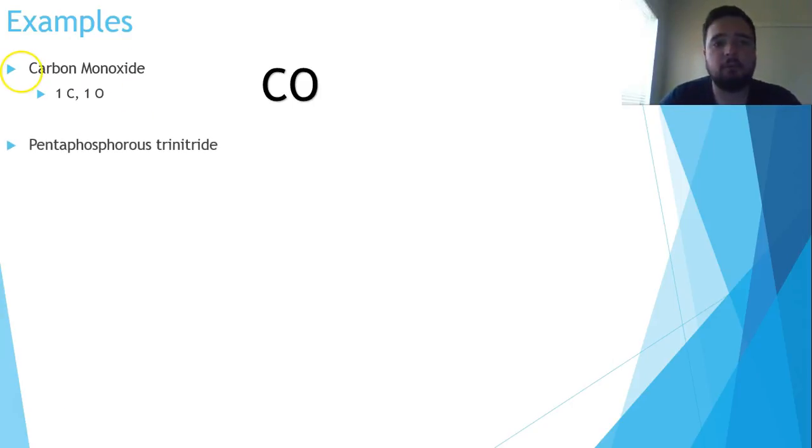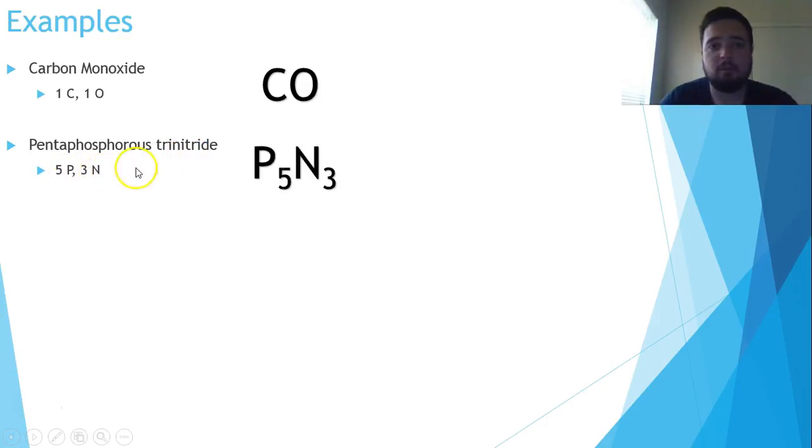Then you have pentaphosphorus trinitride. Okay, so penta means 5, phosphorus, so 5 phosphorus, and then tri, 3. Nitride is nitrogen. Okay, so you have 5 phosphorus and 3 nitrogens. So you have 5 P, 3 N. Then you just put them together with their subscripts, P5N3. That's it.